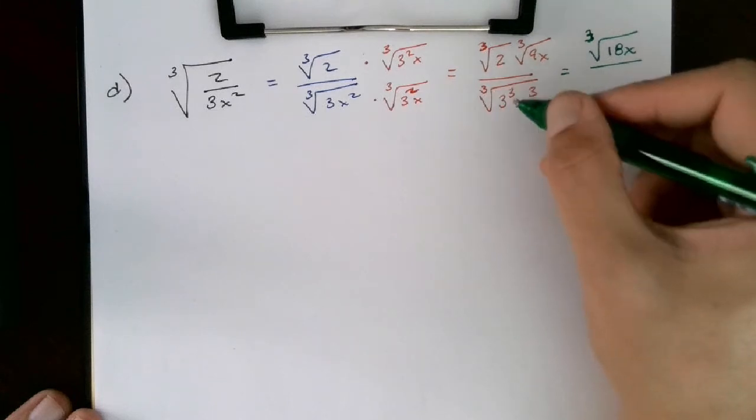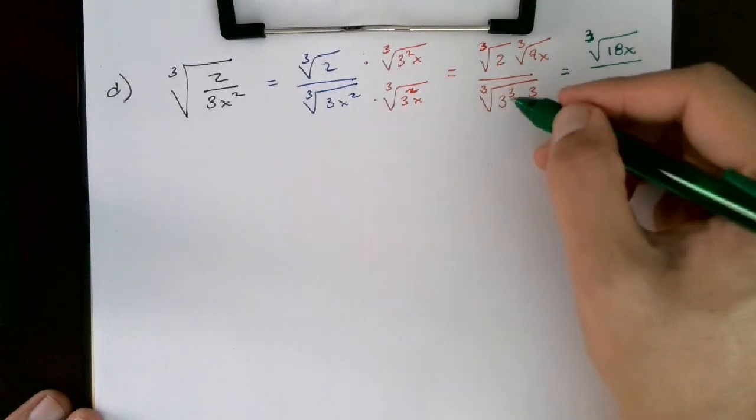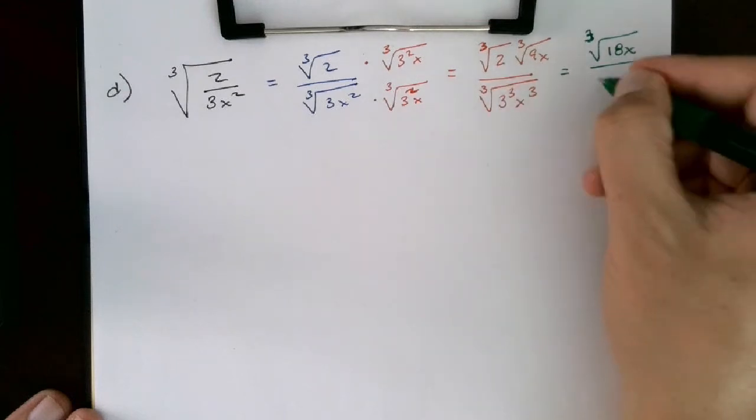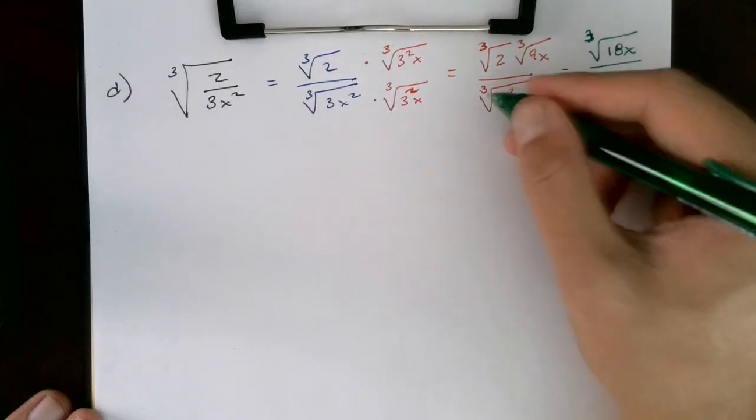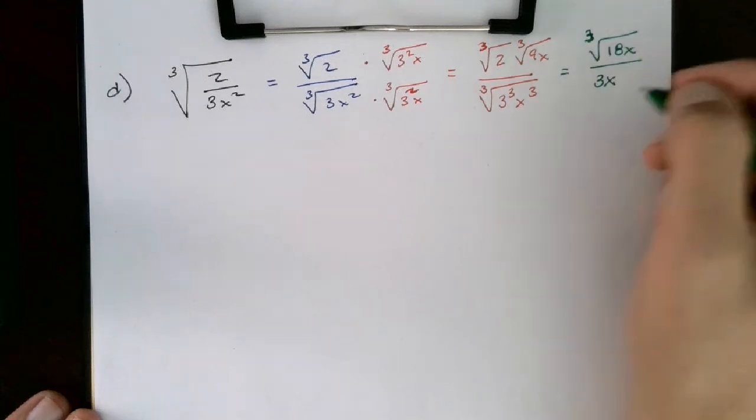So remember, the power divides by the index. That's why we did this. So 3 divided by 3 gives us 3 to the first power, which is 3. x to the third, 3 divided by 3 is x to the first, so over 3x.